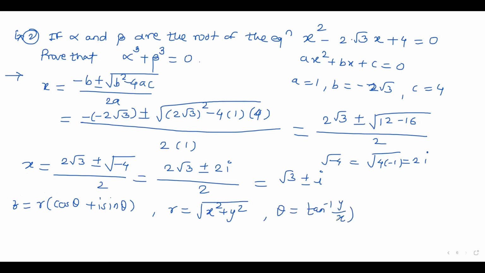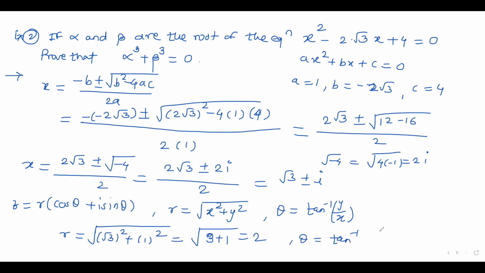So r is equal to under root, here x is root 3, its square, plus y is 1, so 1 square. Simplify this. This will be under root 3 plus 1, that is root 4, that is 2. So r is 2, and what about theta? Theta is tan inverse of y upon x. Y is 1 divided by x is root 3. Tan inverse of 1 upon root 3 is pi by 6. So that will be pi by 6.